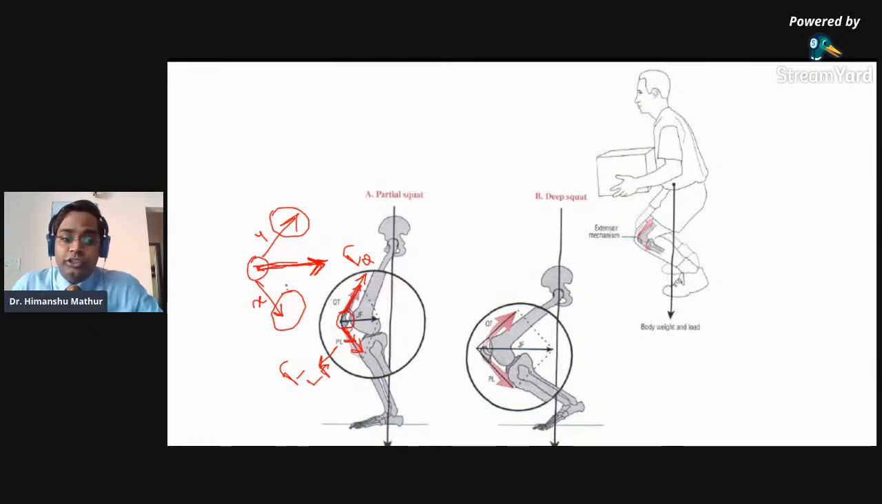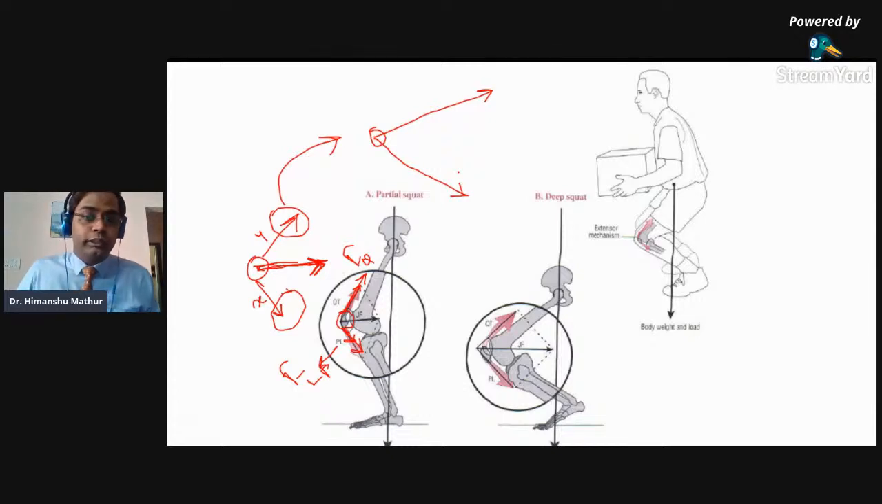Now this angulation eventually increases with force like this, with increased magnitude of force. So as we all know, as soon as we go into deep squat, more force is applied by the quadriceps. We just learned that in the last few slides.